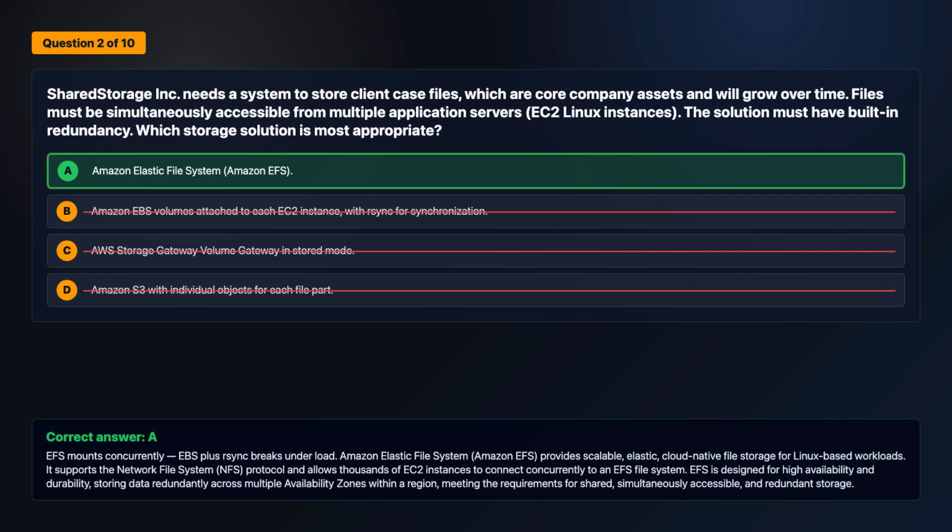The correct answer is option A. EFS mounts concurrently. EBS plus rsync breaks under load. Amazon Elastic File System, Amazon EFS, provides scalable, elastic, cloud-native file storage for Linux-based workloads. It supports the Network File System, NFS, protocol, and allows thousands of EC2 instances to connect concurrently to an EFS file system. EFS is designed for high availability and durability, storing data redundantly across multiple availability zones within a region, meeting the requirements for shared, simultaneously accessible, and redundant storage.